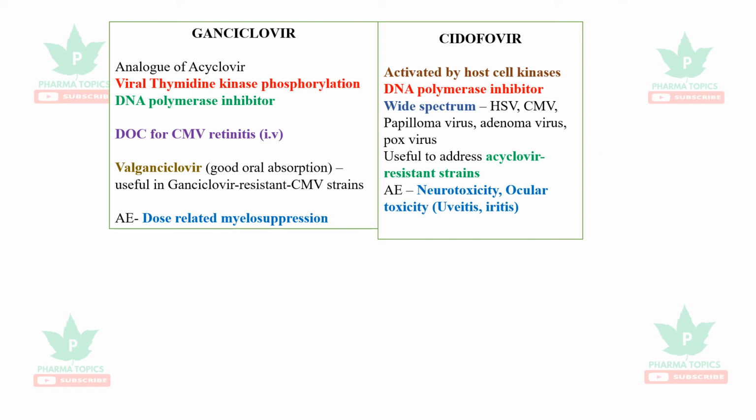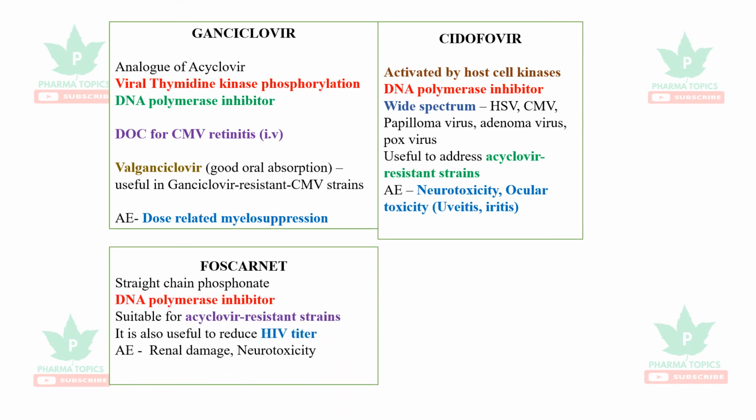Cidofovir is activated by the host cell kinases, because the previous drugs we have seen are activated by viral thymidine kinase. So it is activated by host cell kinases. It is a DNA polymerase inhibitor. It has a wide spectrum. Many viruses could be treated with cidofovir. It is also useful to address the acyclovir resistant strains. The more important adverse effects are neurotoxicity and ocular toxicities such as uveitis and iritis.